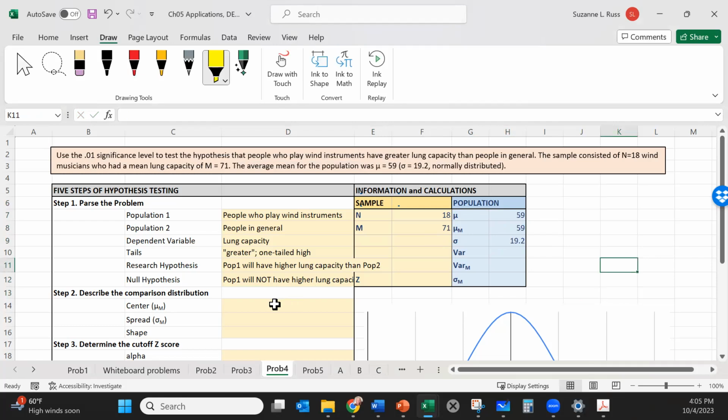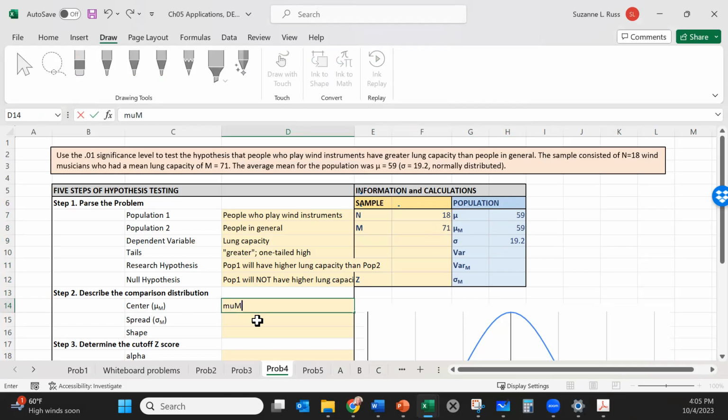So let's begin to find out what we can write down. We know that our center is mu for the distribution of means, which is 59. I'll write it out here so I don't have to search for my symbol. And then I'm going to put an M there, equals 59. We will come back to spread, and we know the shape that we're always going to use. We're going to include that word normal, and I'm also going to indicate that this is a Z distribution and that it is normal.